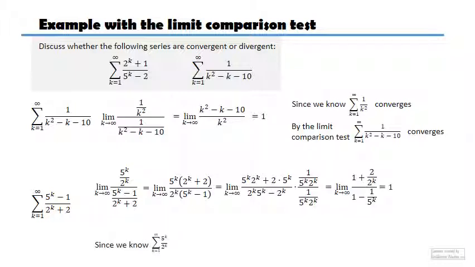Great. Now I know that this series here diverges because the ratio is bigger than 1. So if this one diverges, since the limit gives me 1, by the limit comparison test, this one here also diverges. And that's it. That's how the limit comparison test works.